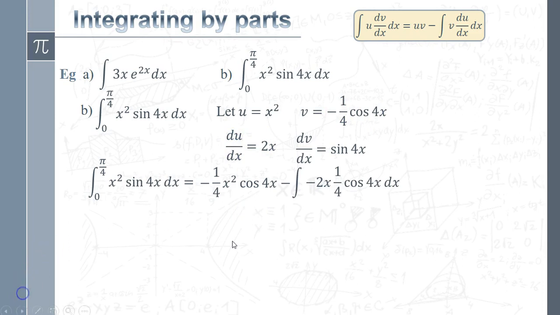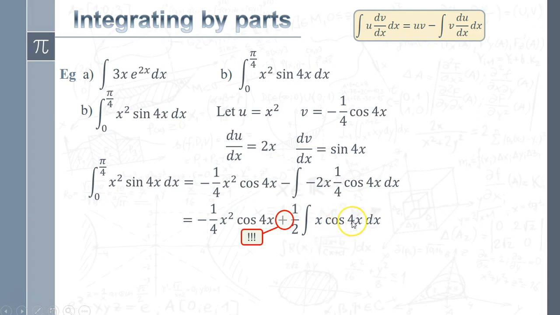Now, first thing is just a little bit of tidying up, and a couple of things to notice. We've got a minus and minus, which makes that a plus. And also what I've done, I've taken the 2 and the quarter, that's a half, and I've brought that out the front just to get my constants out of the way. And what that's left us with is an integral here, which is x cos 4x.